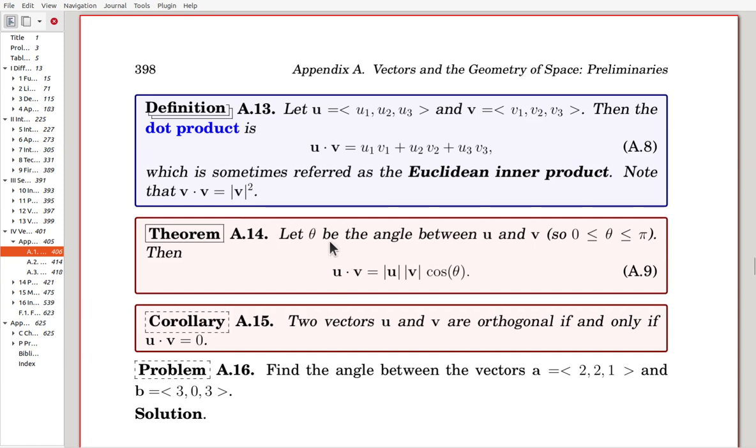For two vectors, now theta is the angle between the vectors, then the dot product between the two vectors can be written in this way: norm of u, norm of v, and cosine theta. This formula will be used quite frequently. And sometimes this one is used for the definition of a dot product.